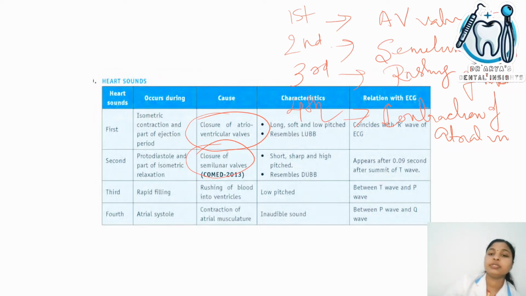Okay, so first one is the AV valve closed. Second one is semilunar valve. Third one is rushing of blood into the ventricles. And fourth one, contraction of atrial musculature.